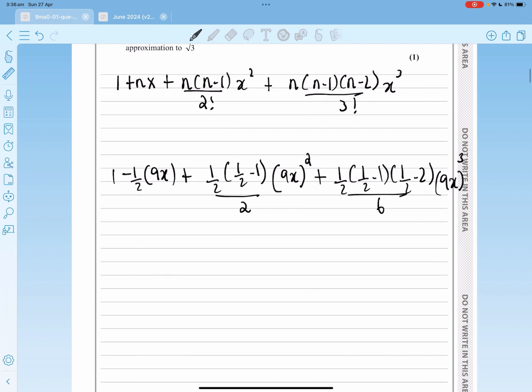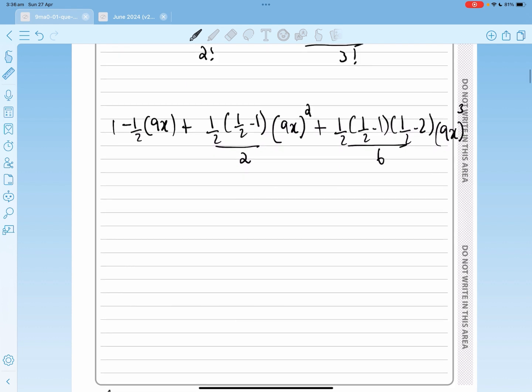So I'm just going to use my calculator to simplify this. Okay, and then we get that, and this would come out as 1 minus 9 over 2 x. That part would come out to minus 81 over 8 x squared minus 729 over 16 x cubed.